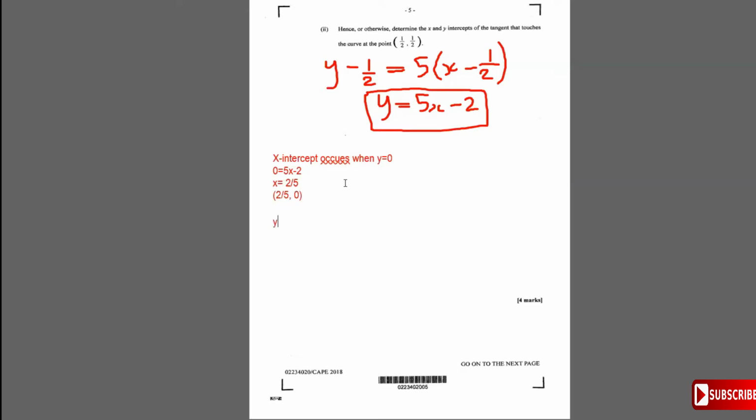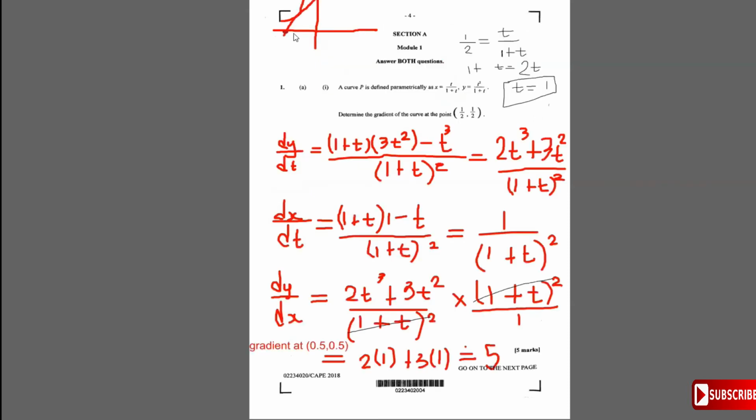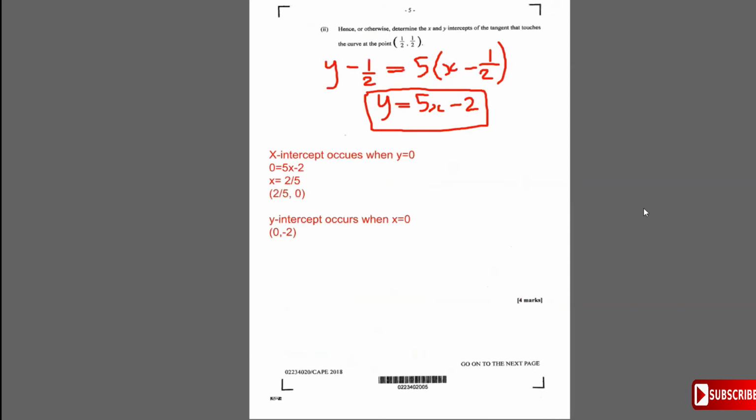For the y-intercept, it occurs when x is 0. So the y-intercept point is going to be when x is 0, y is negative 2. So 0, minus 2. I know my sketch is really off because a half would have been over here, but I'm just drawing something to see what was going on. All right, so the x-intercept and the y-intercept.